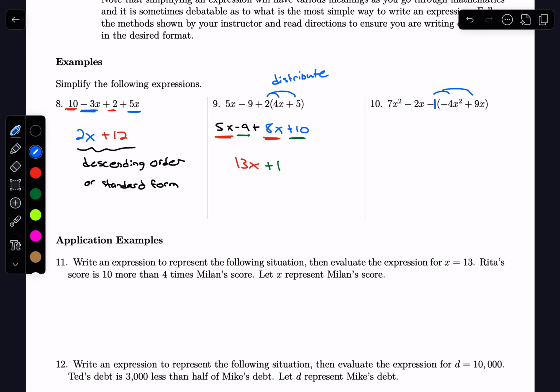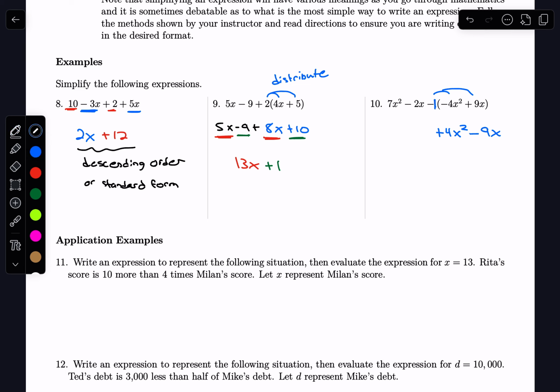So now what I'm going to do is multiply a negative 1 into the parentheses. Okay, we're going to distribute the negative 1. Negative 1 times negative 4x squared gives us a positive 4x squared. Sorry, I didn't say the squared the first time. And then negative 1 times 9x gives us a negative 9x. So notice both of those terms change signs when we multiplied by a negative.